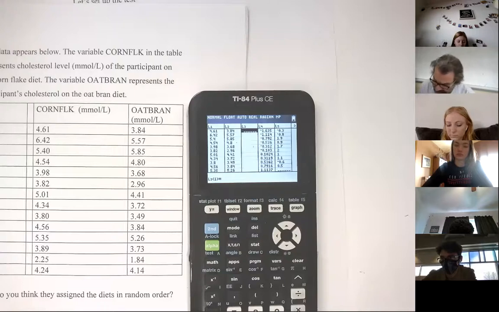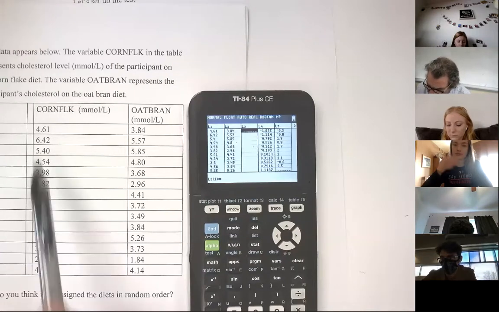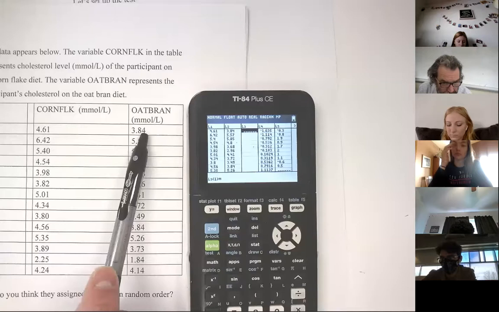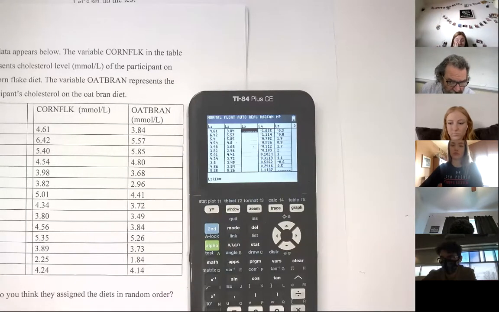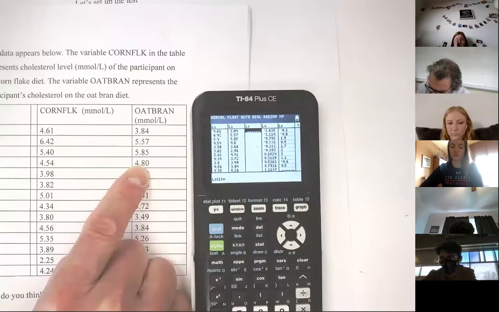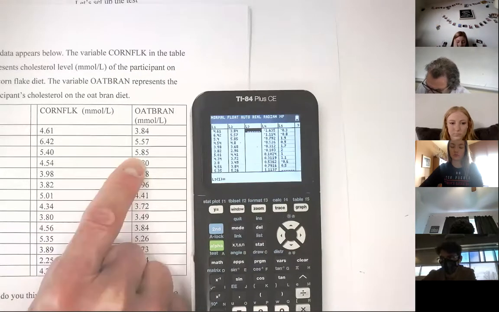So which one do you want to do? Do you want to do cornflakes minus oat bran? And then we're trying to look for a positive number? That makes sense? So this is cholesterol. We want it to be lowered, right? So we want this minus that to be positive. So we'll do cornflake minus.